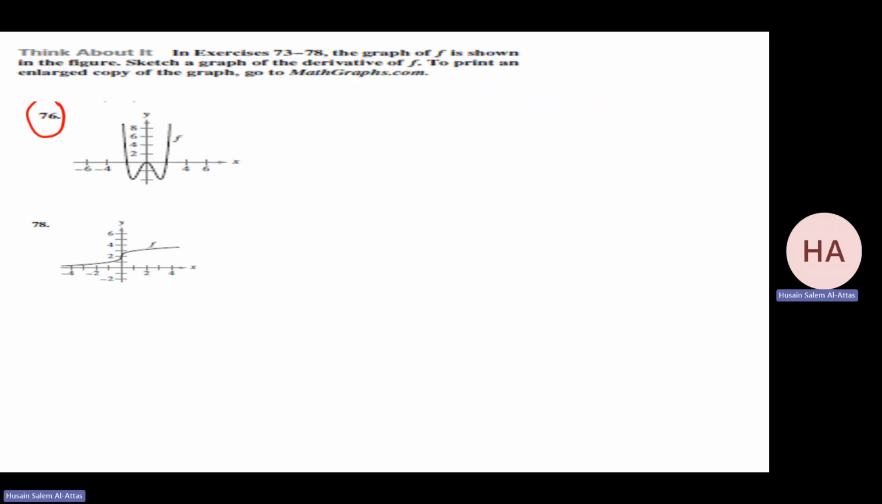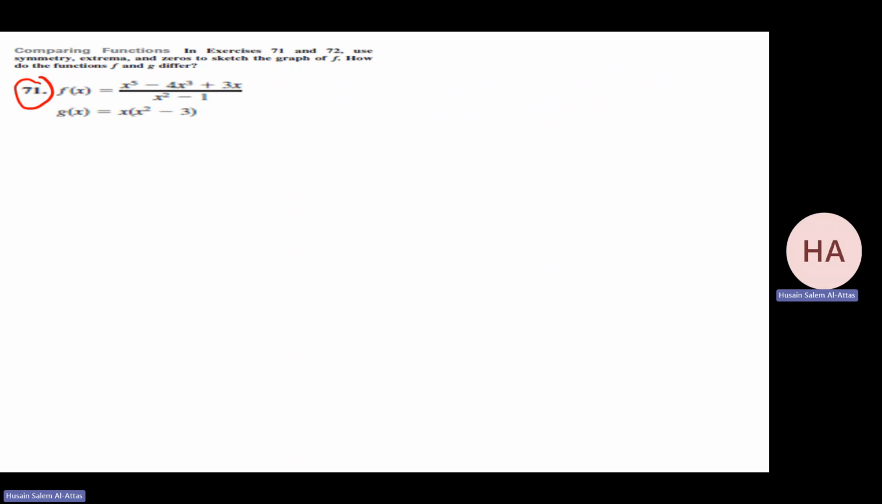Now we'll have some general questions, different ones. Compare the functions. Use symmetry, extrema and 0 to sketch the graph of this. What I want from this, you just need to notice one thing, that these two functions are the same functions. How is that? Check f of x, except at a specific point. This is what they wanted to check.